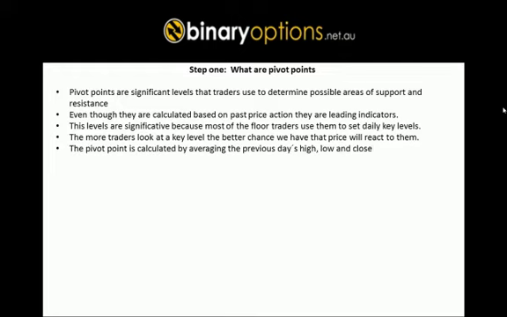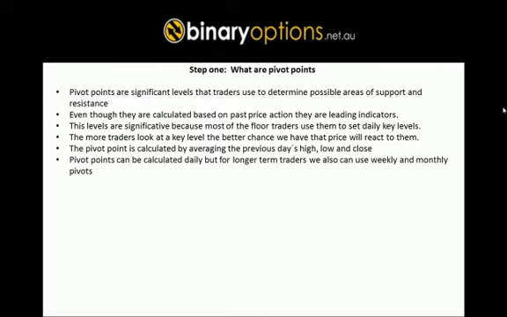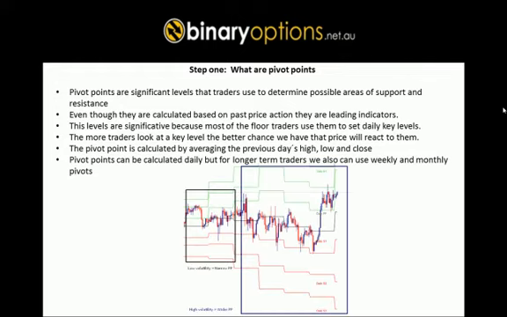The pivot point is calculated by averaging the previous day's high, low, and close. Pivot points can be calculated daily, but for longer term traders we also can use weekly and monthly pivot points. Of course, the weekly pivot points will be calculated on the weekly chart by the last week's high, low and close, and the monthly pivots will be calculated on the monthly chart by averaging the last month's high, low, and close. This is what pivot points or pivot levels look like on your chart.